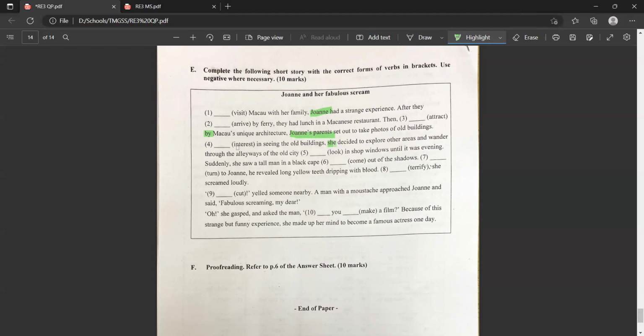He stood in seeing the old buildings. Passive in meaning, right? She was interested in. So interested in seeing the old buildings. She decided to explore other areas and wander through the alleyways of the old city. Active meaning, right? Looking in shop windows until it was evening.